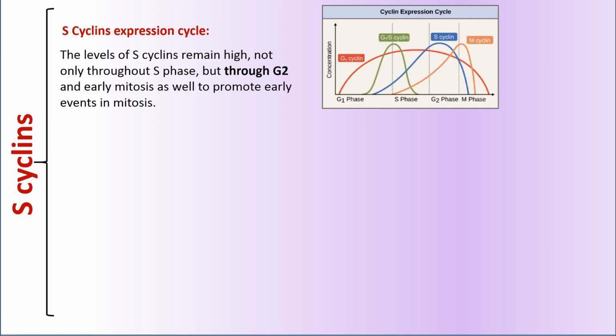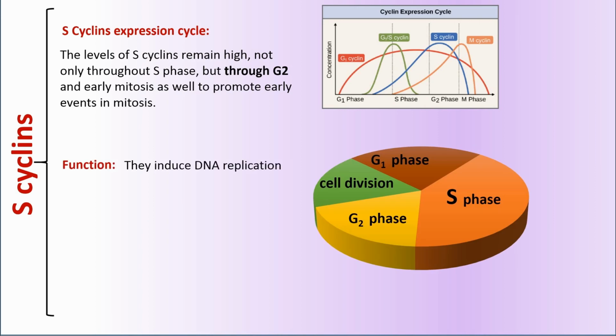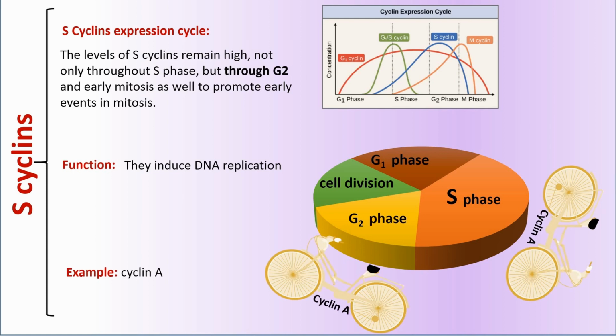S cyclins. S cyclins expression cycle. The levels of S cyclins remain high not only throughout S phase but through G2 and early mitosis, as well to promote early events in mitosis. S cyclins induce DNA replication. Cyclin A is a S cyclin.